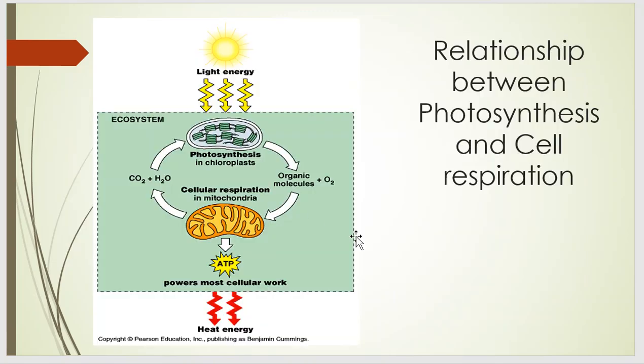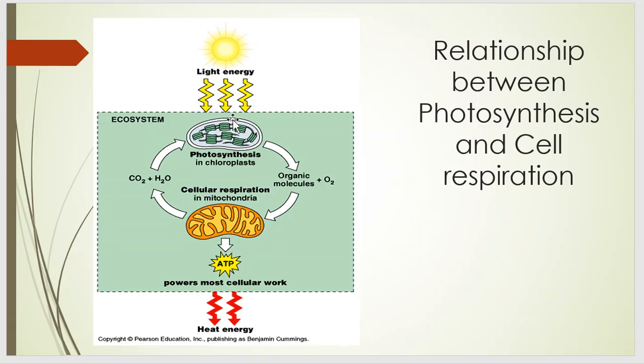Now I'm going to switch over to the relationship between photosynthesis and cellular respiration. As you all know, photosynthesis is what green plants do. It takes place in the chloroplast. Cellular respiration takes place in the mitochondria of all living organisms. So we're going to look at the relationship between these two. The chloroplast refers to green plants, and the mitochondria refers to all living organisms, including green plants.